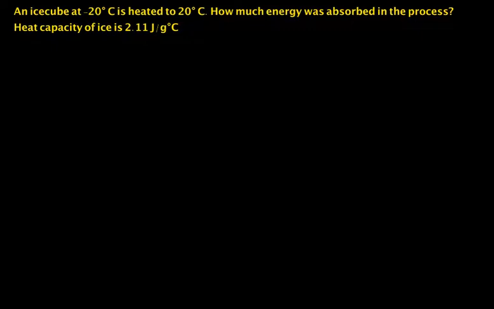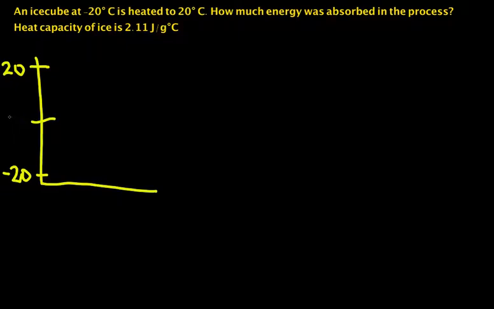It says an ice cube at -20 degrees Celsius is heated to 20 degrees Celsius. How much energy was absorbed in the process? The heat capacity of ice is 2.11 joules per gram degree Celsius. First thing I'm going to do is draw a little heat diagram to help me keep my information organized. I'm at -20 degrees Celsius, going to 20 degrees Celsius. I'm not going to cross a boiling point since it doesn't reach 100 degrees. I will, however, cross a melting point, which is 0 degrees Celsius.